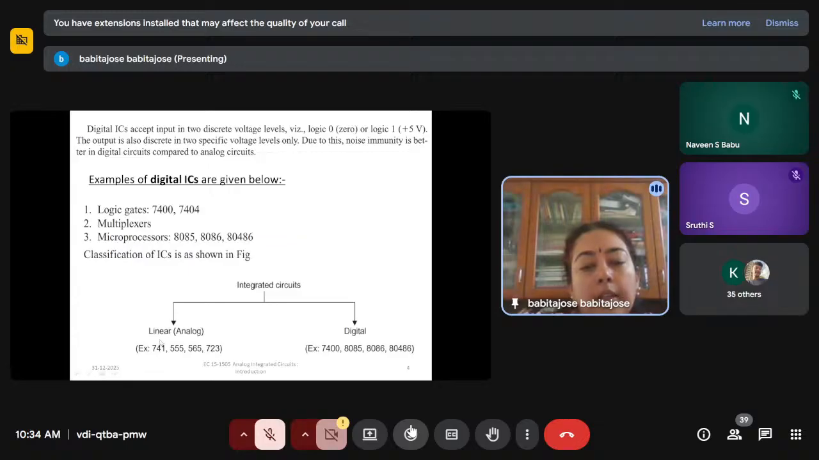So here in this subject we are dealing with linear ICs, LIC, or analog IC. That's why the name analog and integrated circuits. So 741, that is the op-amp, the operational amplifier. 741 IC is a linear IC.